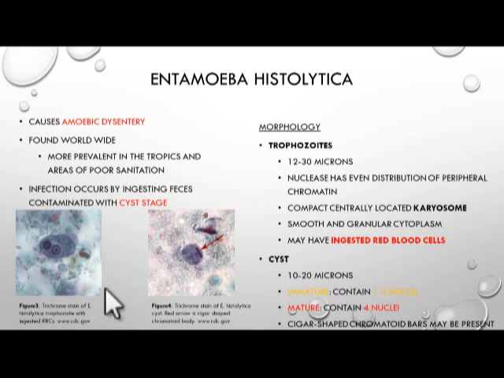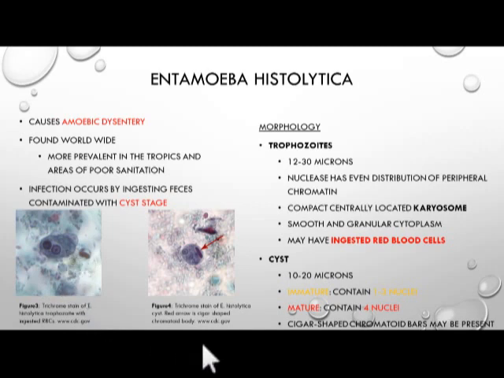We'll start here with the bottom left image, which is a trichrome stain of Entamoeba histolytica. We see the nucleus with a compact, even distribution of peripheral chromatin. This is the nucleus here. This is a small, compact, even distribution of chromatin, and a centrally located compact karyosome. It's like a bullseye right in the center there. Off to the left of this, we have an ingested red blood cell, and the cytoplasm is smooth and granular.